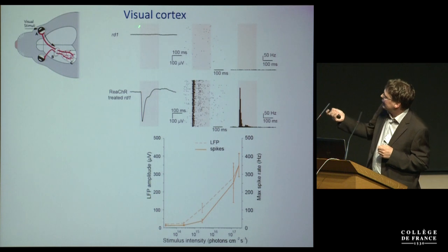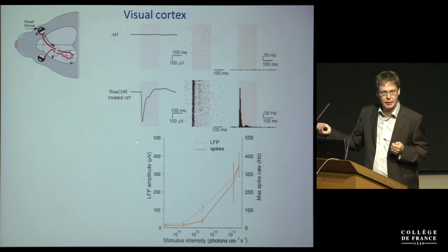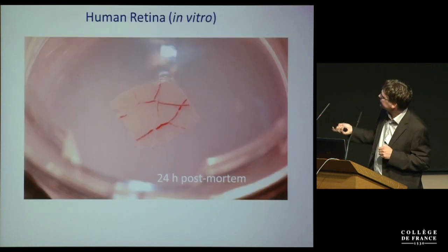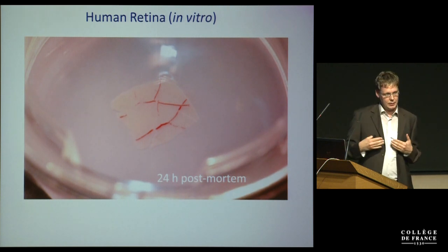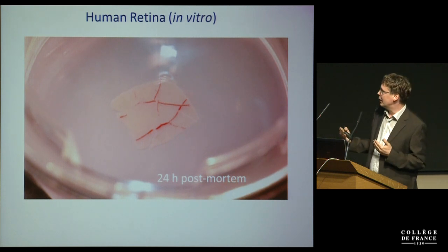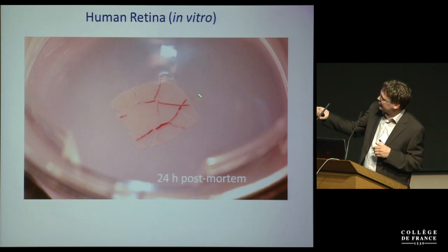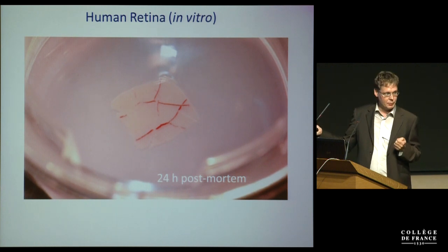So, it was transmitted to the visual cortex. We got responses as we expect from a direct targeting of the ganglion cells. And we wanted to know then, in the next step, can we transfer it to a human retina? And we used the technique by Serge Picot, that we can keep the retina in cell cultures up to 10-12 days.